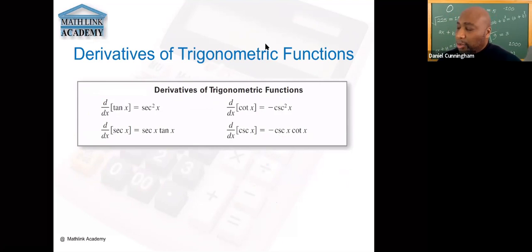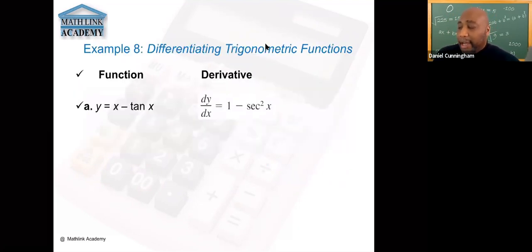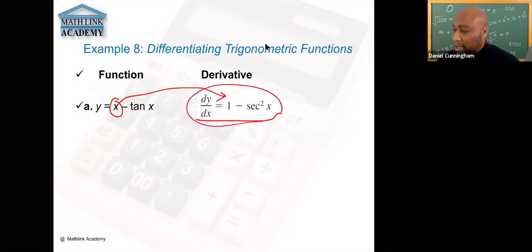Okay, so let's look quickly at some functions and some examples using the trig functions, finding the derivative. So let y equal x minus the tangent of x, then dy dx, another way of writing derivative, will be 1. So this is equal to 1. And what's the derivative of the tangent of x? It is the secant square of x. So this is our answer here. Let's look at another one.